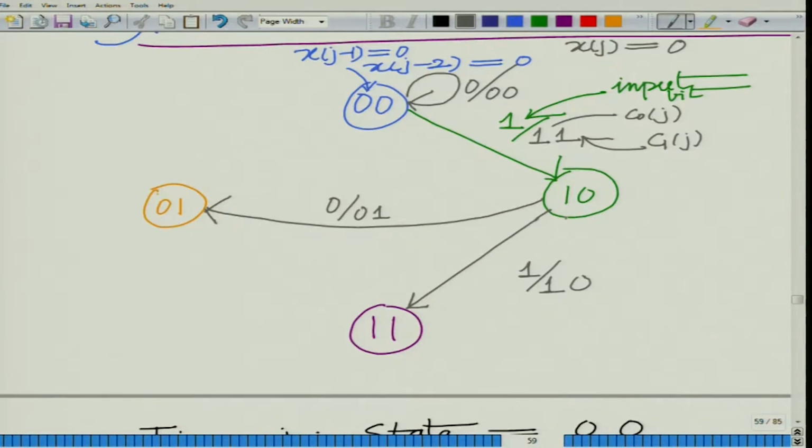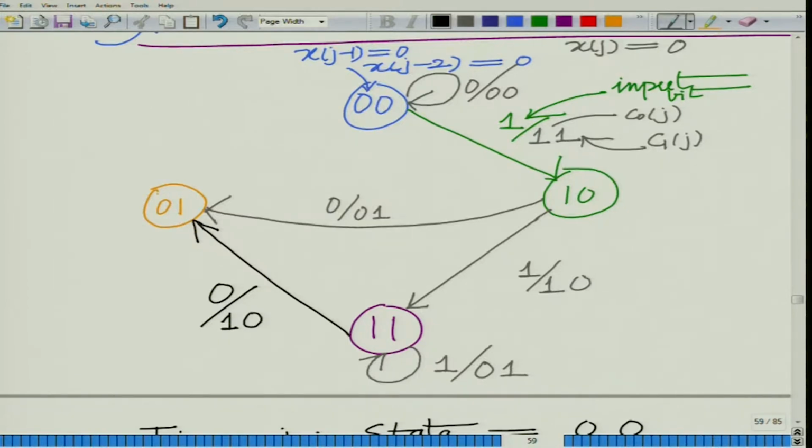Now we have exhausted 1 0. Let us come to 1 1. In 1 1, if you get 1, it is obvious that you will transition back to 1 1, because xj is 1, xj minus 1 is 1, xj minus 2 is 1, so it will transition to 1 1. The output will be 1 0, 1 plus 1 plus 1, xj plus xj minus 1 plus xj minus 2, 1 plus 1 is 0, 0 plus 1 is 1. In 1 1, if you get 0, input bit is 0, needless to say it transitions to 0 1, the output will be 0 plus 1 is 1, 0 plus 1 plus 1 is 0, so output will be 1 0.